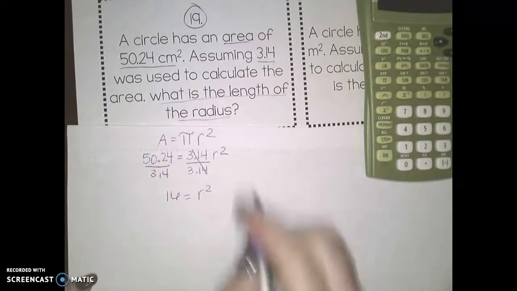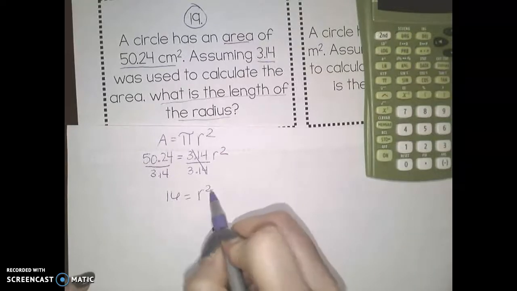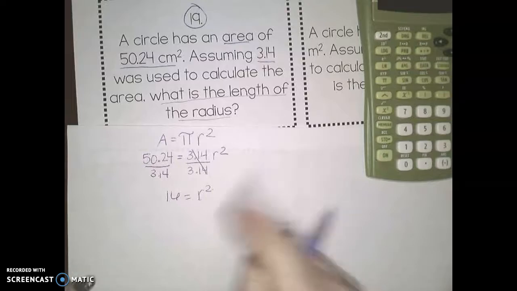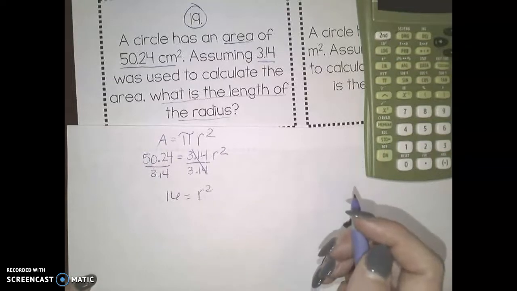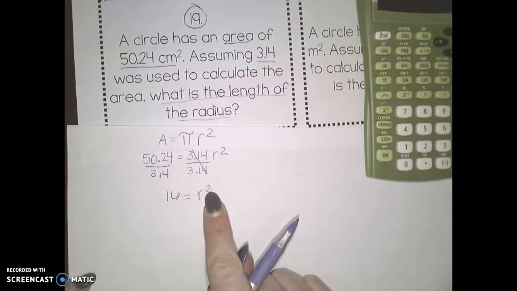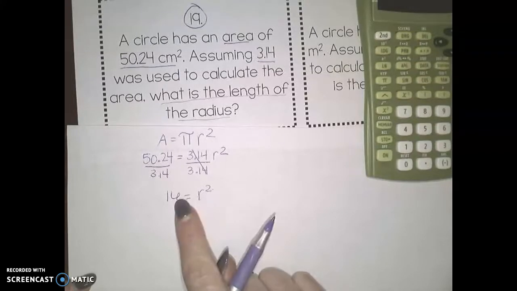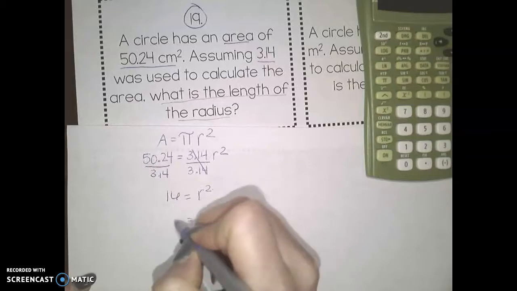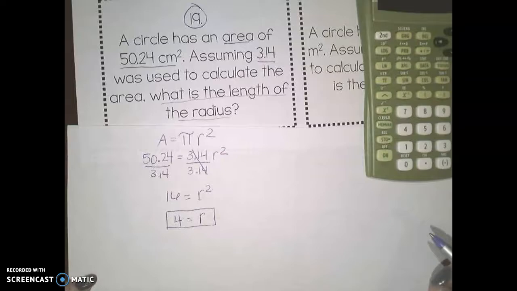So be careful. R squared, remember what squared means. What number multiplied by itself, not by 2, what number multiplied by itself would give you 16? 1 squared is 1. 2 squared is 4. 3 squared, 3 times 3, is 9. 4 squared is 16. So my radius would be 4. Does that make sense, guys?